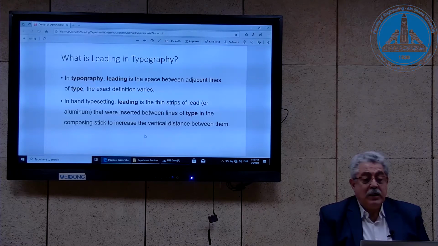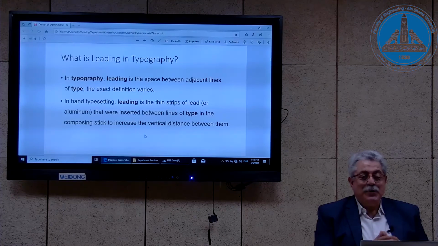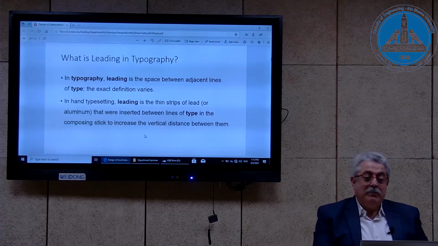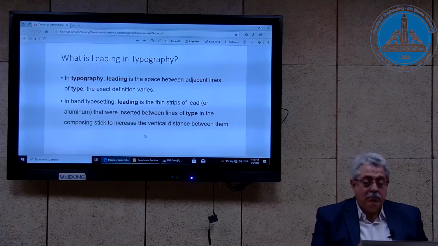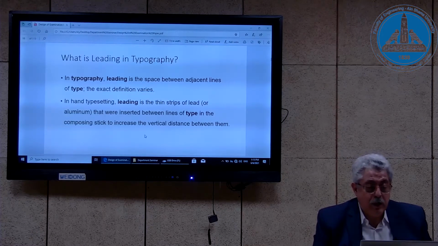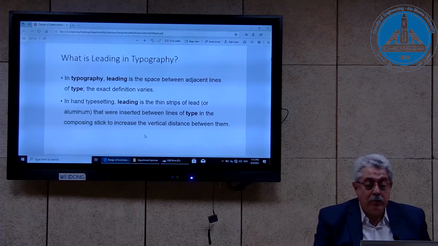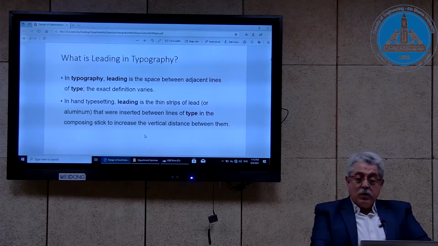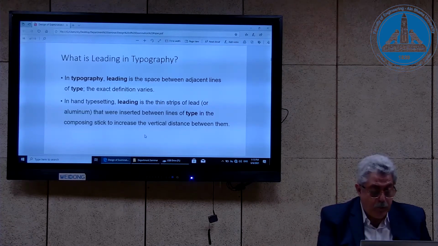Here, what is leading in typography, because this has to do with the history of printing. In typography, leading is the space between adjacent lines of type. The exact definition varies from one part of the world to the other. In hand typesetting, leading is the thin strips of lead or aluminum that were inserted between the lines of type in the composing stick to increase the vertical distance between them, and this is where the name comes from.